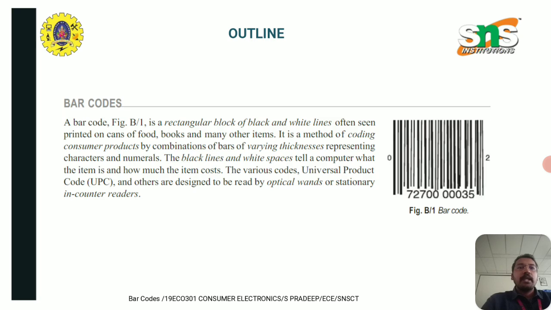Barcodes. A barcode is a rectangular block of black and white lines often seen printed on cans of food, books and many other items. It is a method of coding consumer products by combinations of bars of varying thickness representing characters and numerals. The black lines and white spaces tell a computer what the item is and how much the item costs. The various codes, Universal Product Code (UPC) and the others, are designed to be read by optical wands or stationary counter readers.